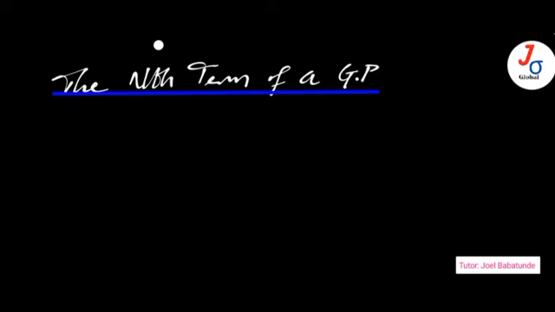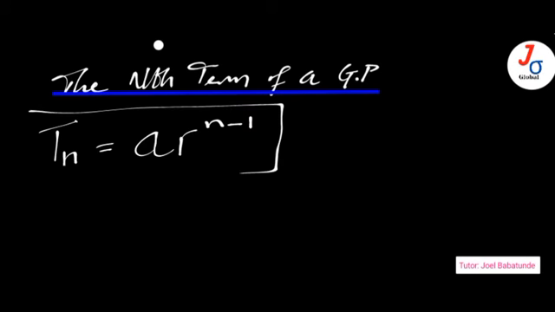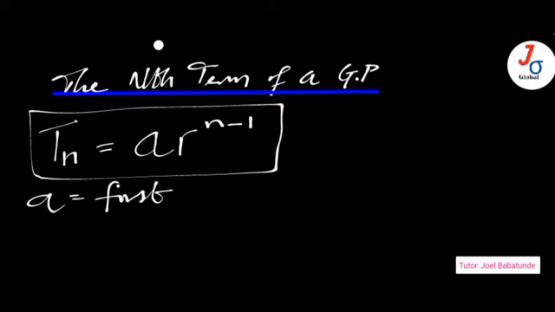All right, so we're looking at the nth term of a GP. The nth term of a GP is given as Tn equals a r raised to the power of n minus 1. So this is the formula for the nth term of a geometric progression. That means if you are looking for any term in the geometric progression, this is the formula to use, where a is your first term, r is your common ratio, and n is your nth term. All right, simple as that.